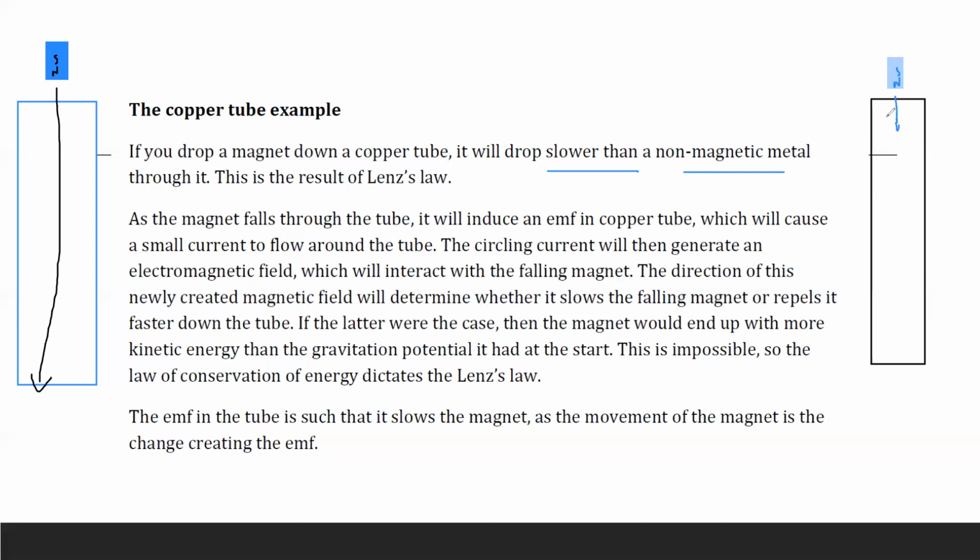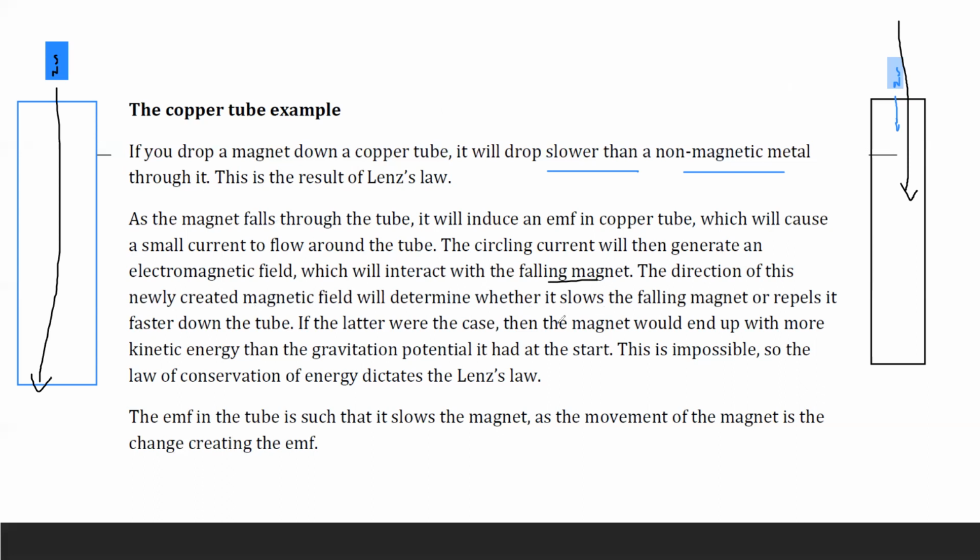What is the reason? Because when the magnet is falling, there is a change in the magnetic field, so there will be induced EMF in the copper. Because there is a current, the current is producing a magnetic field, and that current will try to resist the change in the magnetic field. That's why the magnet will slow down. So as the magnet falls through the tube, it will induce EMF in the copper tube, and this will cause a small current to flow around the tube, and the circling current will generate a magnetic field which will interact with the falling magnet, and the direction of the new field created always tries to resist the change. That's why it tries to repel or slow down.